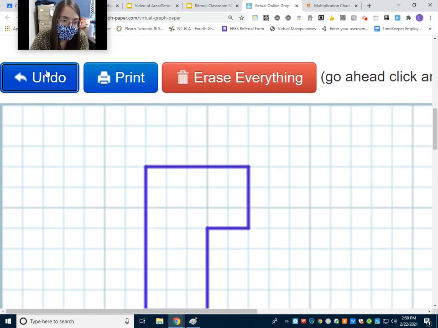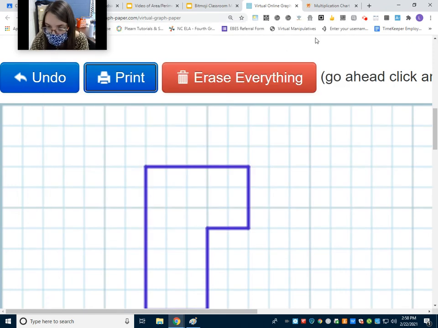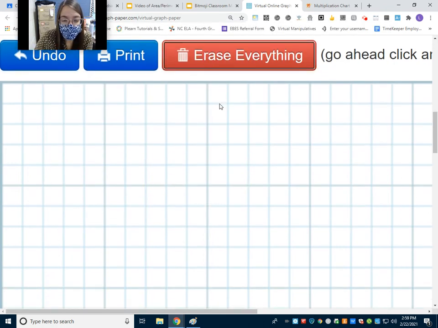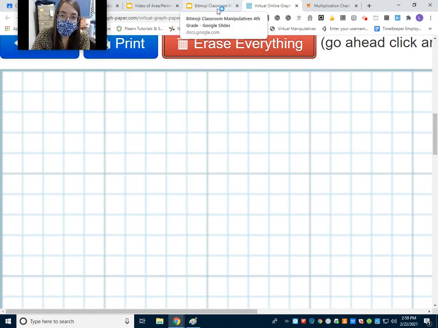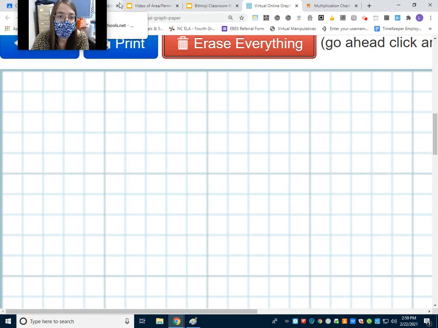And it remembered my work from last time, so I'm going to hit, oops, not print, silly Miss Duncan. I'm going to hit erase everything, okay? So if you're going to build it on your graph paper, you just have to build what the question says, okay? So this is what I mean. The mouse is acting up, giving it a second. All right, there we go.